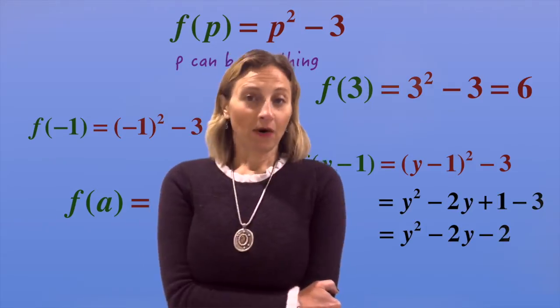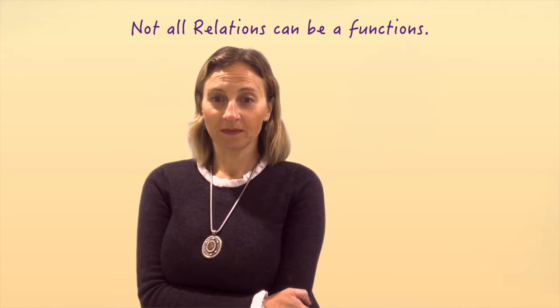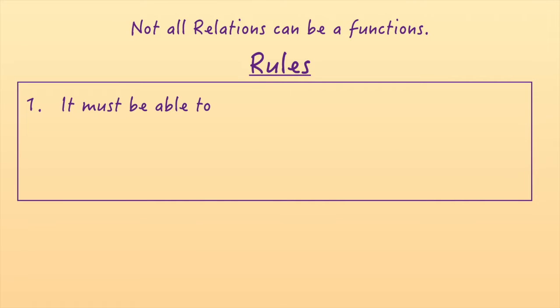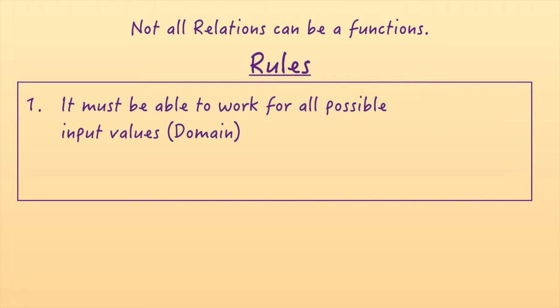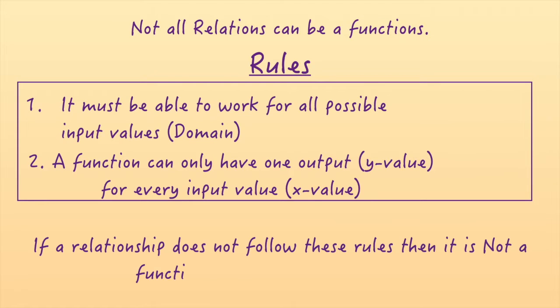Now, not all relations can be a function. So how can we tell the difference between a function and a relation? There are some rules that we can use. What are the rules? The first rule is, it must be able to work for all the positive input values. That's our domain, all the possible x values. And a function can only have one output or one y value for every input, its x value. If a relationship does not follow one of these two rules, then it is not a function. If it's not a function, we just call it a relation.